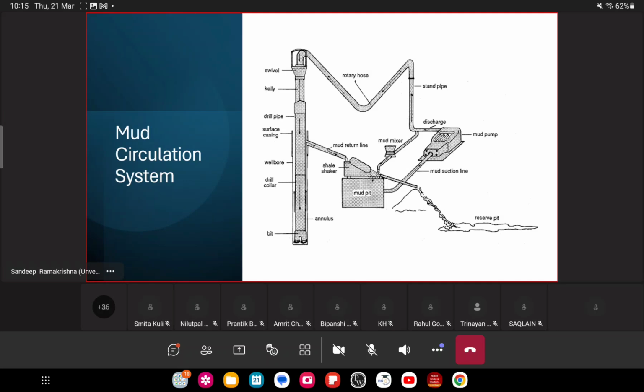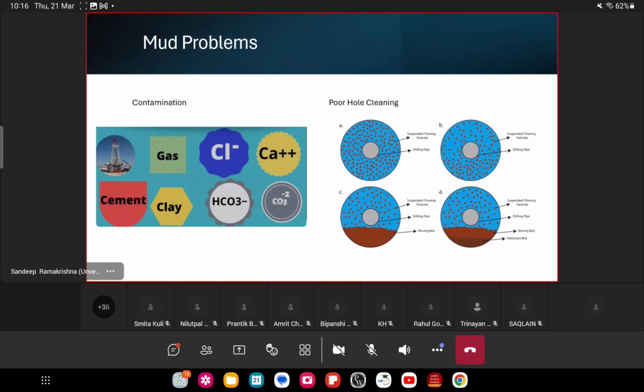Earlier, I talked about those geo-pressured shales. You could be getting back some of the gas from there. So what's happening? Mud is getting contaminated, right? Two of the problems that the mud faces are contamination and hole cleaning. I think we have spent quite a bit of time on hole cleaning, but there are pictures over here that talk about how suspended particles settle down, and how if you don't have enough gel strength, enough viscosity and all that, you could see some issues.